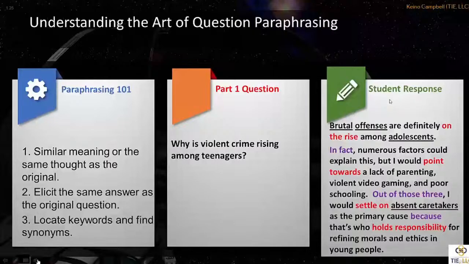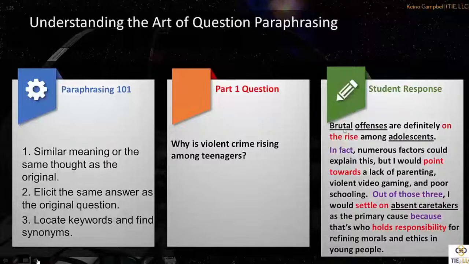And here is a student response. Brutal offenses are definitely on the rise among adolescents. In fact, numerous factors could explain this, but I would point towards a lack of parenting, violent video gaming, and poor schooling. Out of those three, I would settle on absent caretakers as the primary cause because that's who holds responsibility for refining morals and ethics in young people.